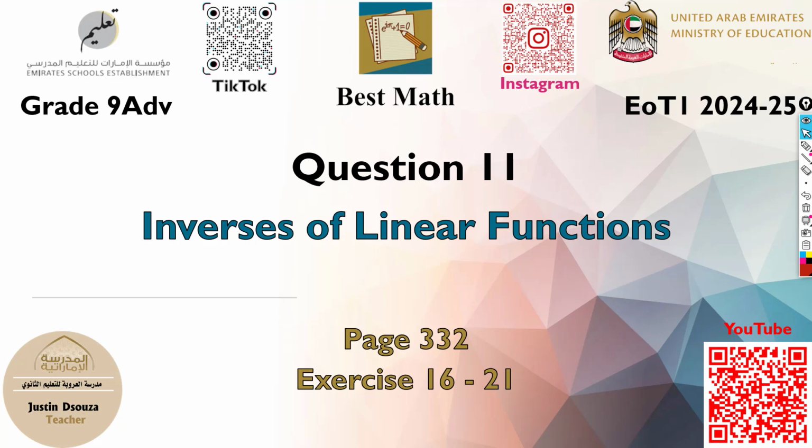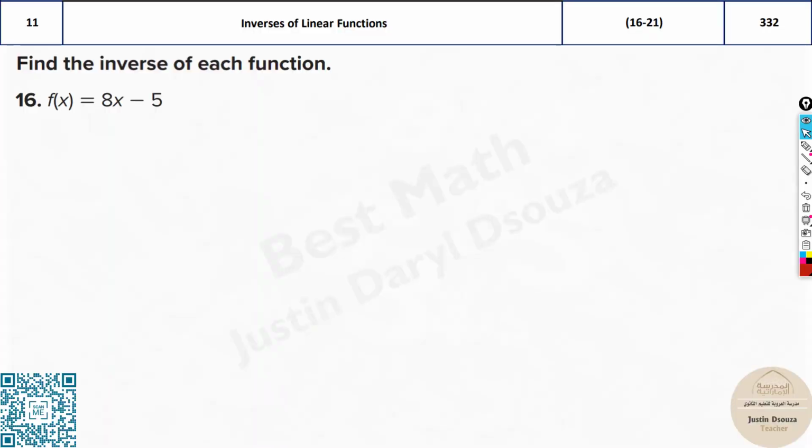Moving to the next question, question 11 is inverses of linear functions. Here you can see we have been given a function f of x equals 8x minus 5. We have to find its inverse. You can see f of x is over here. That means its function of x, or y equals 8x minus 5.